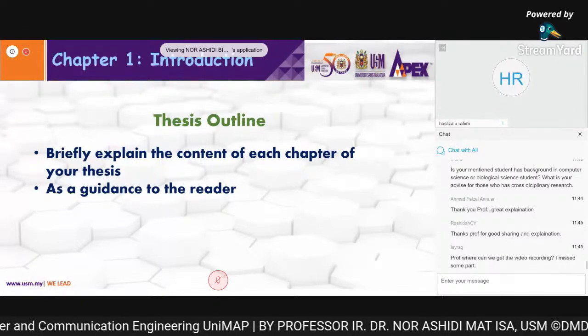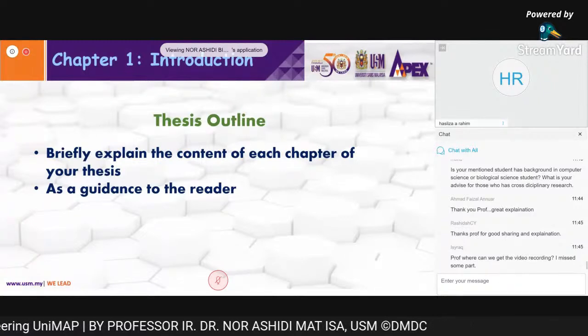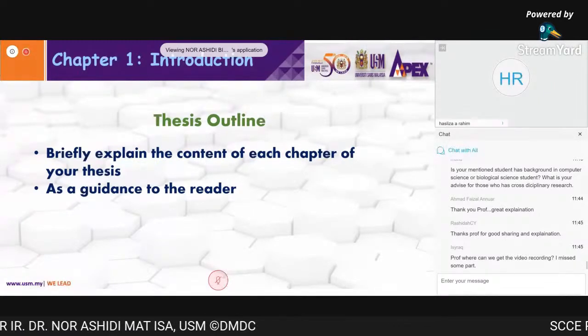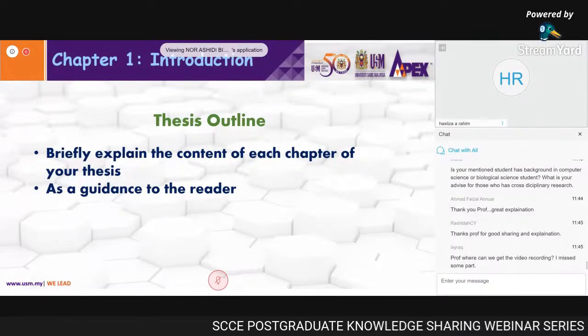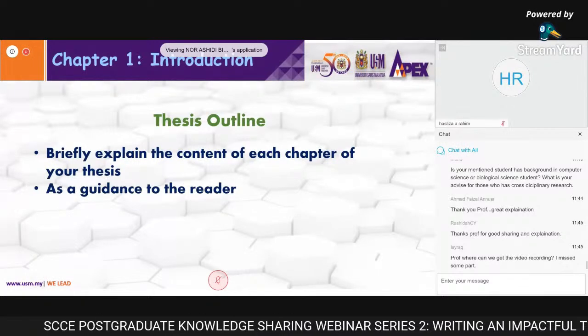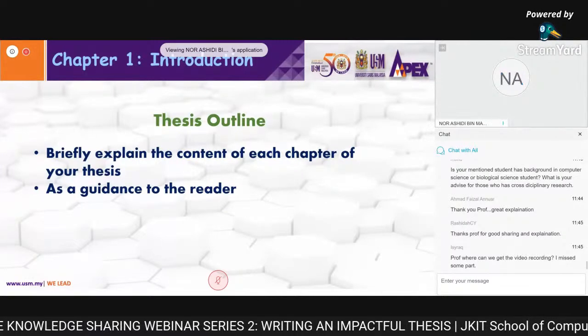Is it okay to put the word "to study" in an objective? Because sometimes we hear opinions saying that it is not a measurable objective. To study, to investigate.